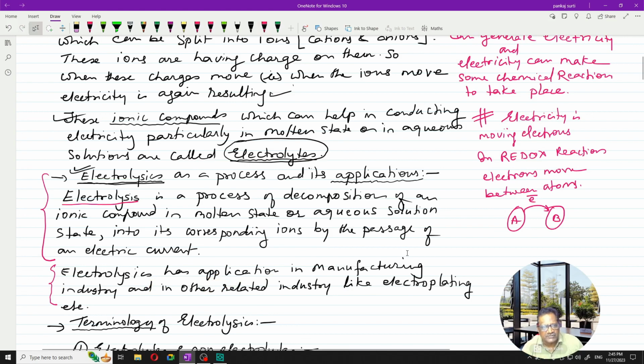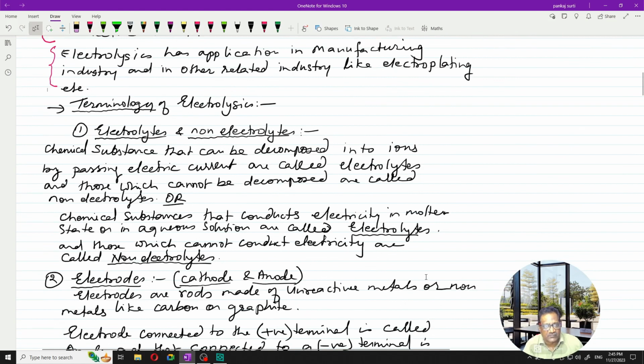Now coming to the terminology of electrolysis. What are the terms which are involved in electrolysis? Now that you know what electrolysis is, it's a process in which electric current is passed through an electrolyte, and the electrolyte is decomposed into corresponding anions and cations. These anions and cations carry charges and move inside the liquid, and that is how the current is also generated, electricity is also produced.